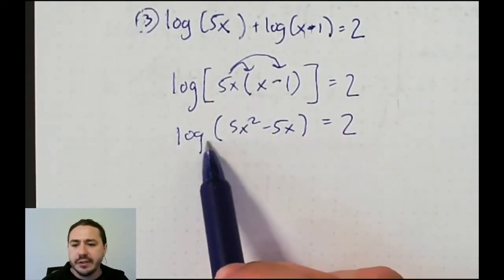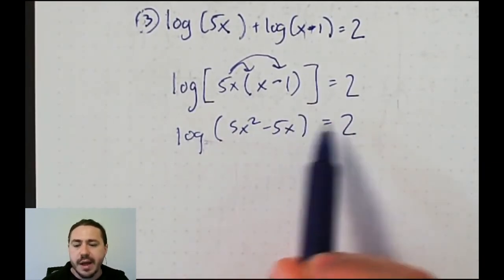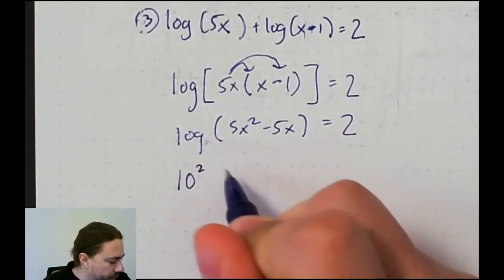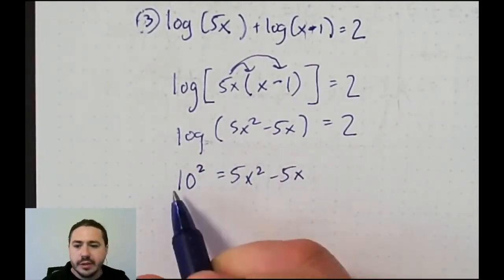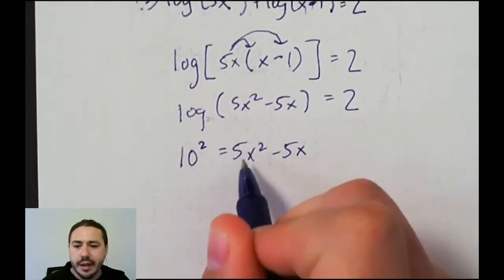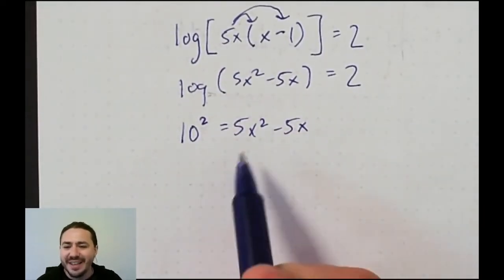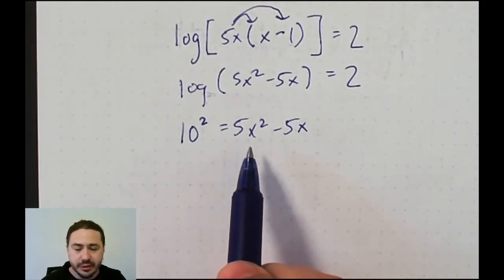The base here isn't written, so it's assumed to be 10. It's sort of our favorite number. So that's a common logarithm. So 10 to the second power equals this. So 10 squared equals 5x squared minus 5x. Now 10 squared is 100, and it looks like, fortunately or unfortunately, depending on your perspective, we've got a quadratic here. So not a linear equation.